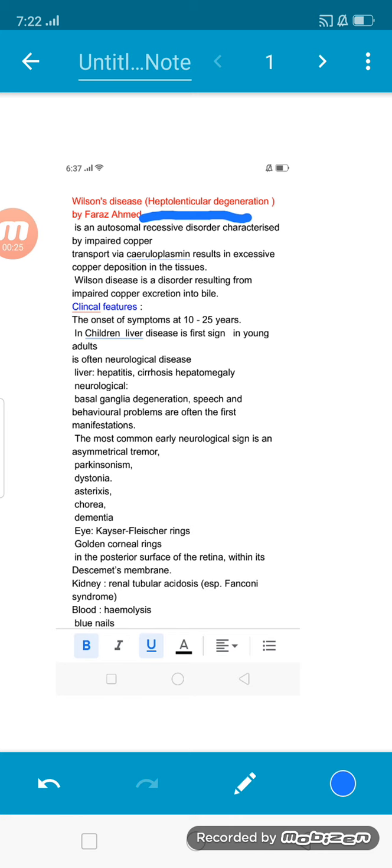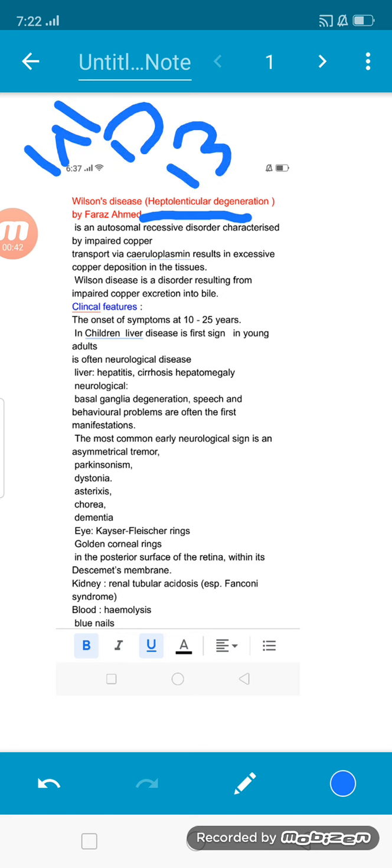It is an autosomal recessive disorder in which the metabolism of copper is impaired, so that copper accumulates in your body. This is because there is a mutation in a gene called the ATP7B gene, which is located on chromosome number 13. Now to understand it, we must know how copper is normally absorbed in the body.